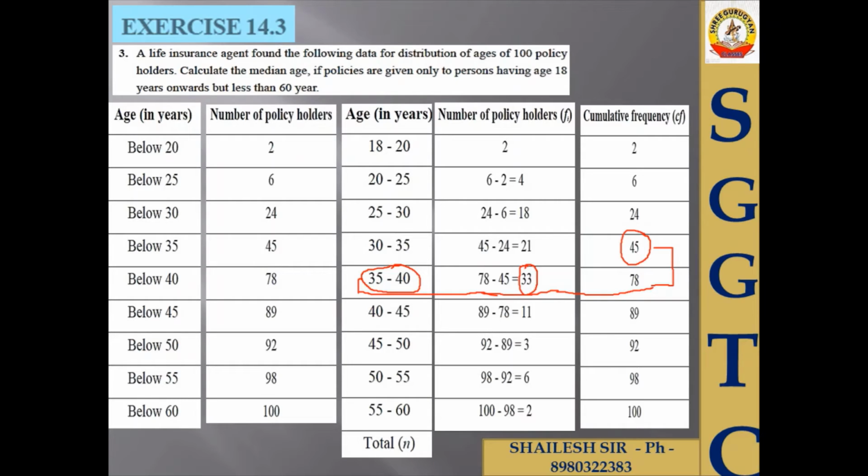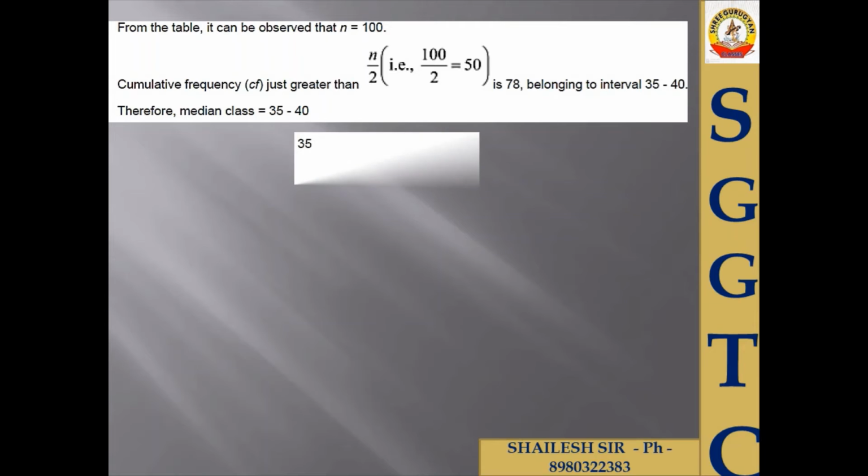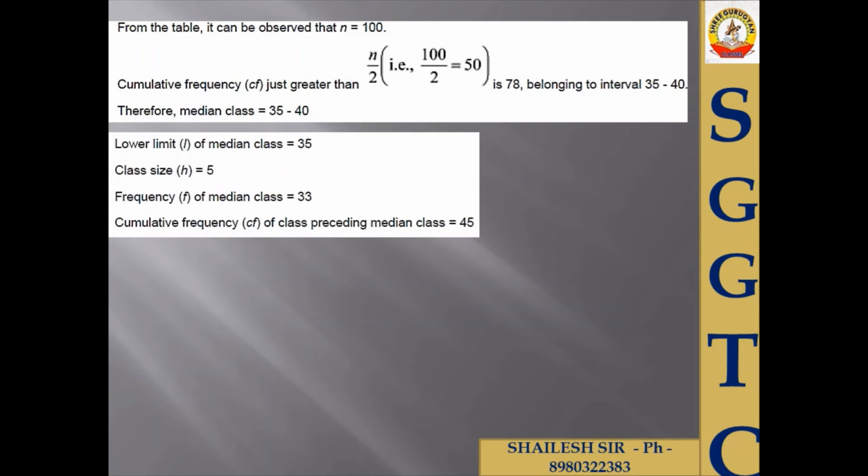Now check out, total n is 100. So 100 divided by 2 is surely 50. In the above class I already showed 100 by 2 is 50, and this 50 is already ticked in the table. So the lower limit of the median class is ready, class size h is ready, frequency 33 and cumulative frequency 45.